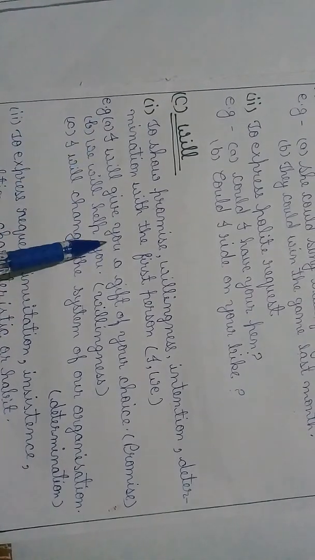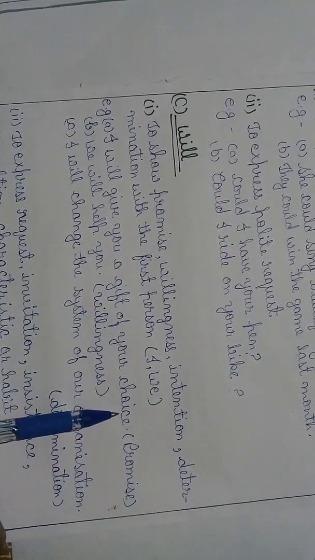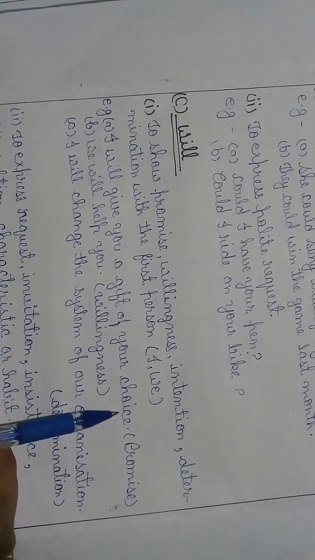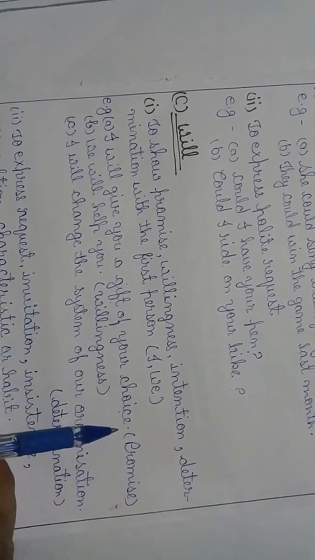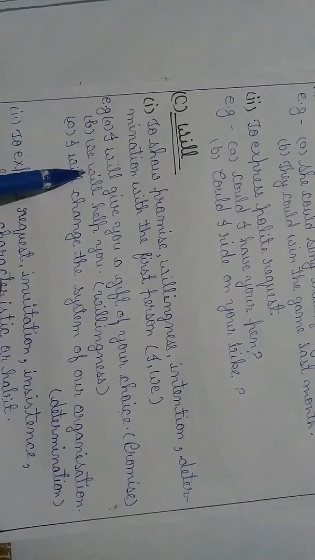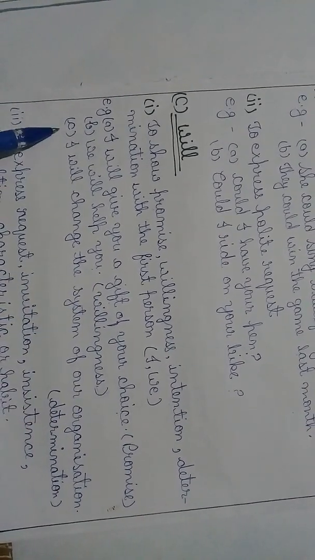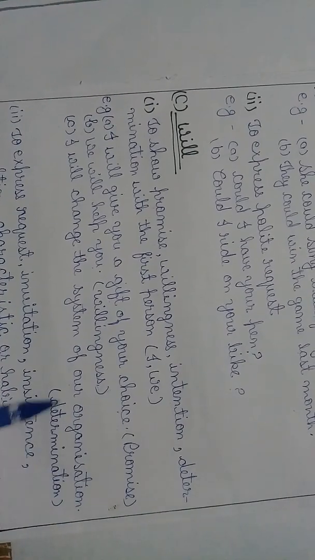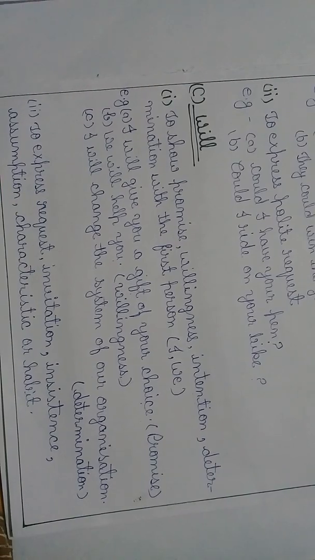Number 1. I will give you a gift of your choice. Here, someone is making a promise to give a gift to someone. Number 2. We will help you. It shows willingness. I will change the system of our organization. It is a statement of determination.